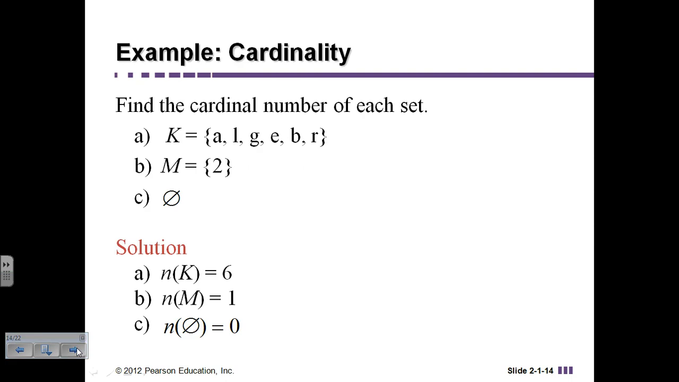So if I asked you to find the cardinal number of each of these sets, K has the elements A, L, G, E, B, and R. So K has 6 elements in its set. So the cardinality of K is 6. M only has 1 element, the number 2. So the cardinality of M is 1. Since the null set is considered to be an empty set, the cardinality of the null set is 0.